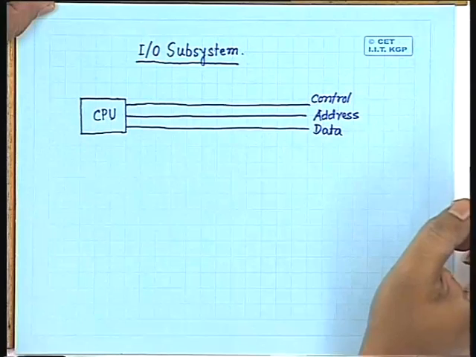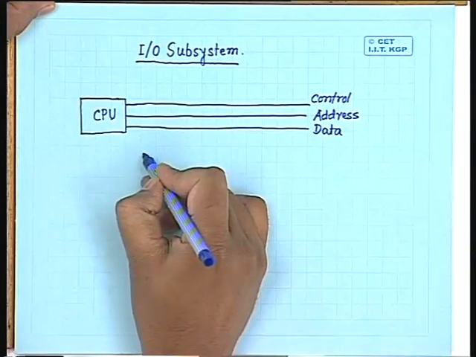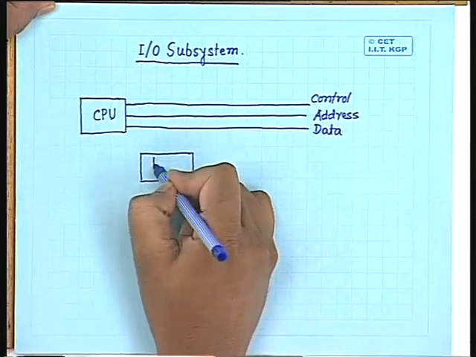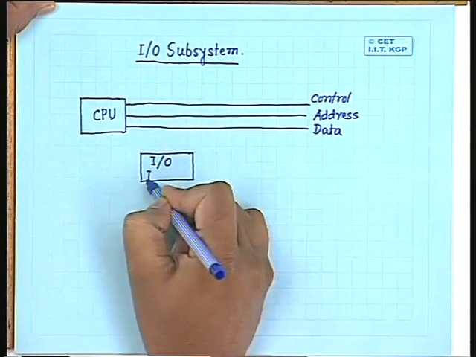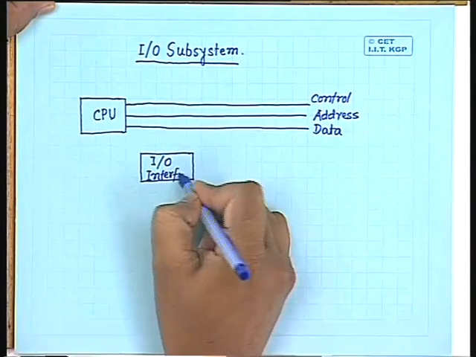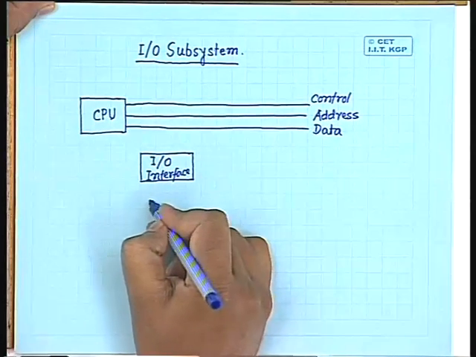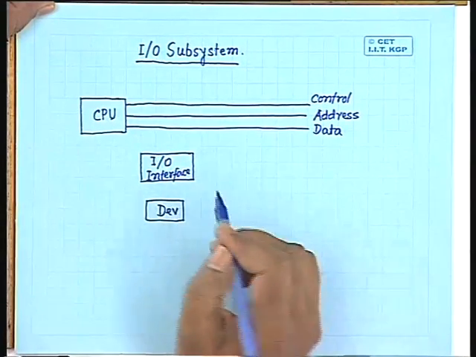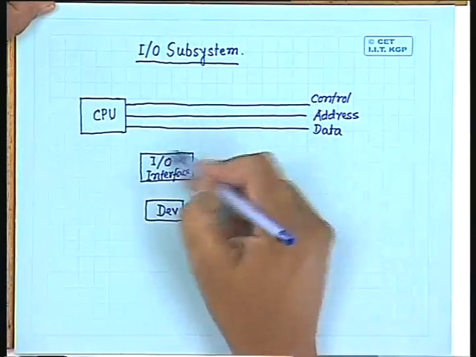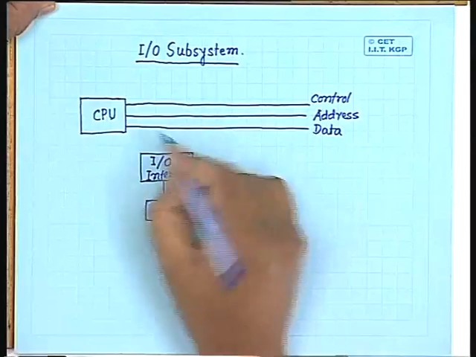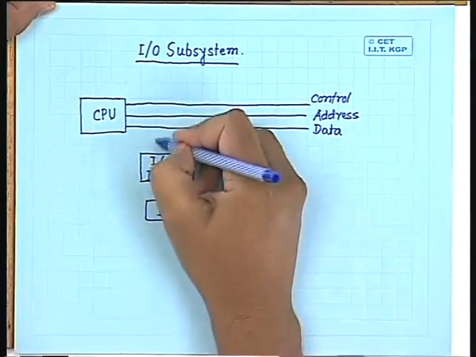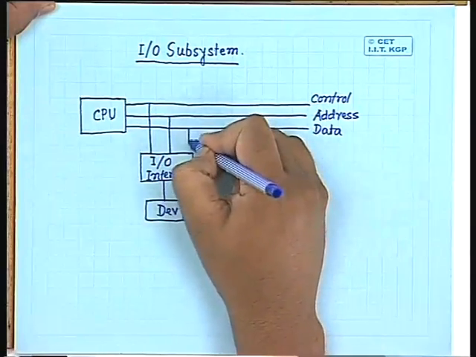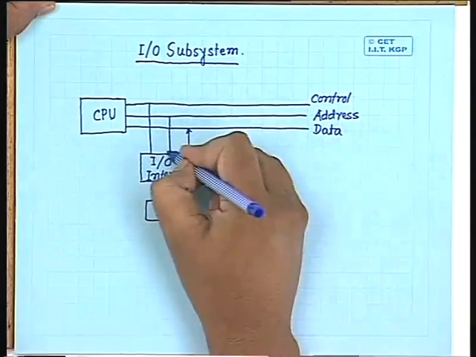Whenever you connect to any input-output device, you have to have an I/O interface unit. This is what we'll call input-output interface. And this input-output interface actually connects with the input-output device, and as we said, this device can be of various forms. So this input-output interface is what interfaces the device with the CPU. The interface unit will have a connection with the control bus, it will also have a connection with the address bus, and a connection with the data bus. So the connection will be like this.